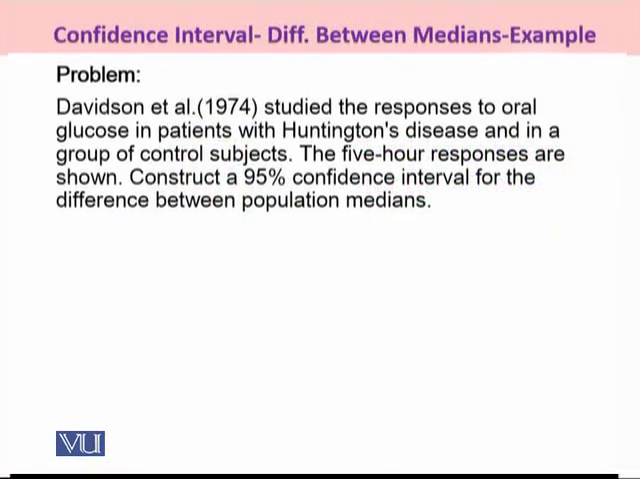The problem I have taken up was conducted by Davidson et al. in 1974. They studied the responses to oral glucose in patients with Huntington's disease and in a group of control subjects. So there were two groups, the patients and the controls. The 5-hour responses were shown. Construct a 95% confidence interval for the difference between the population medians.